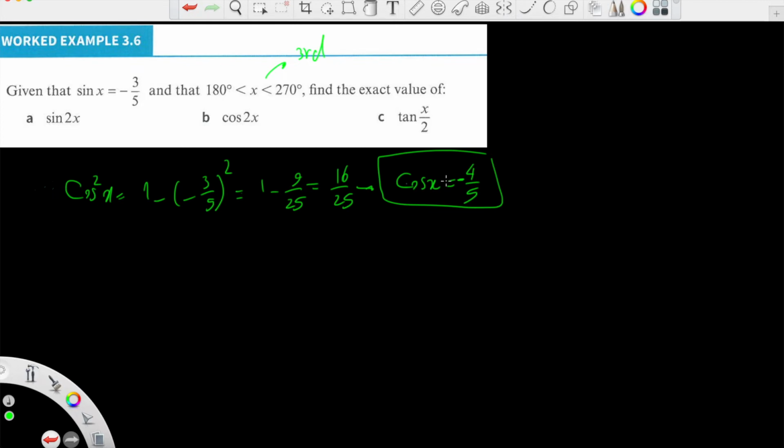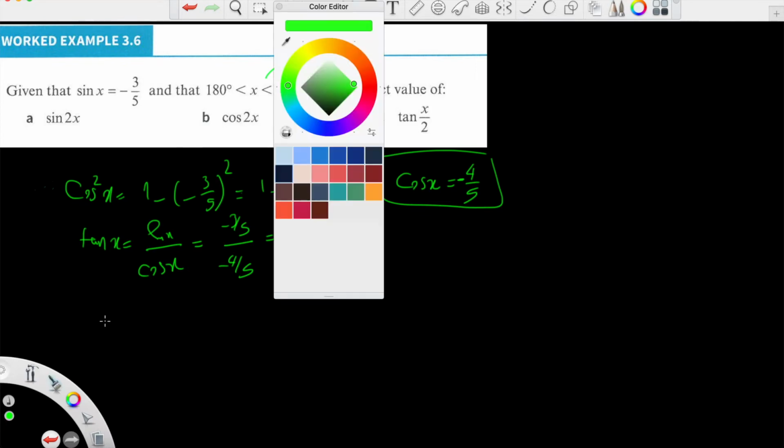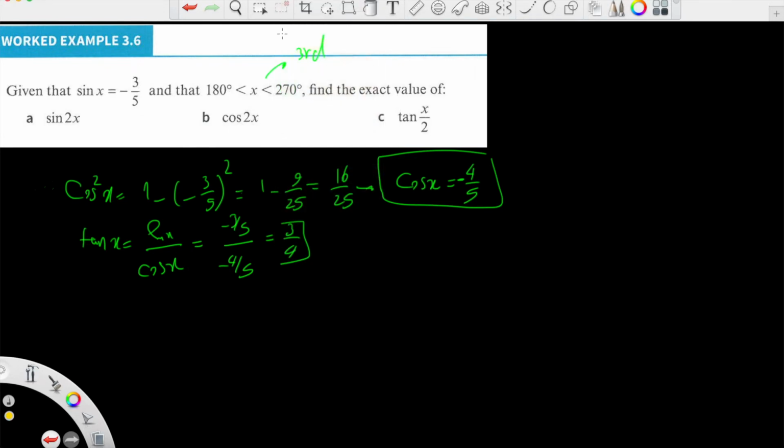And we know that tan of x is sine of x over cosine of x. Sine of x is negative 3 over 5 over negative 4 over 5. So the 5s cancel out, the negatives cancel out. It will be 3 over 4, which is positive. We know that in the third quadrant both y and x are negative, so that's why tan will be positive.